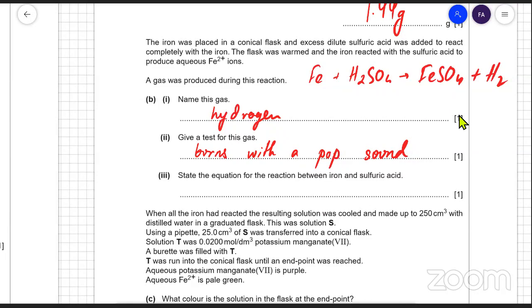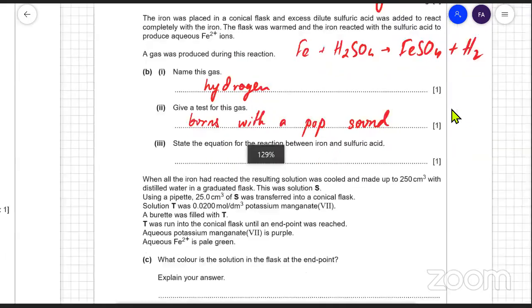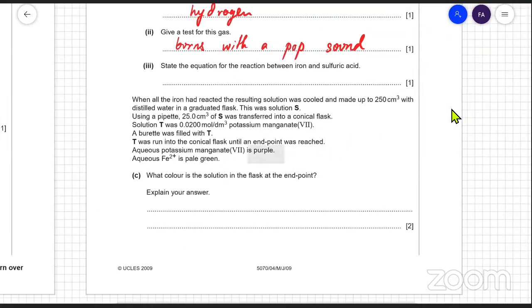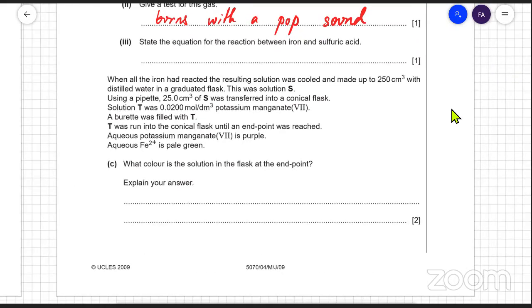State the equation for the reaction. We have already written that equation. So 1.44 grams of iron has been dissolved and it has formed FeSO4. Now, when all the iron had reacted, the solution was cooled and made up to a 250 cm³ solution in a graduated flask. So let's assume this is the graduated flask. It has FeSO4 and it is 250 cm³, and he has named this S.